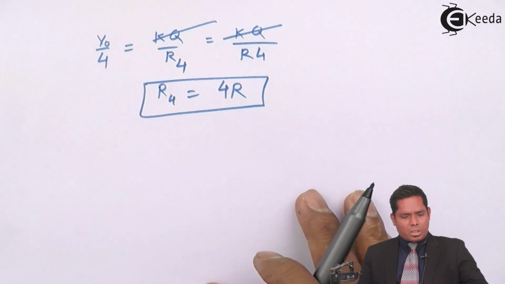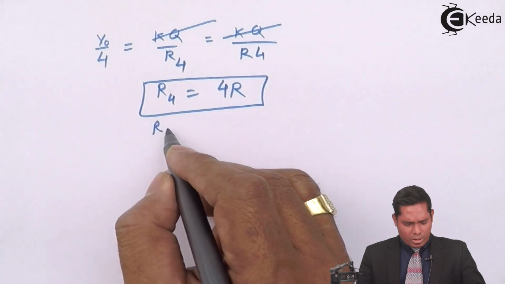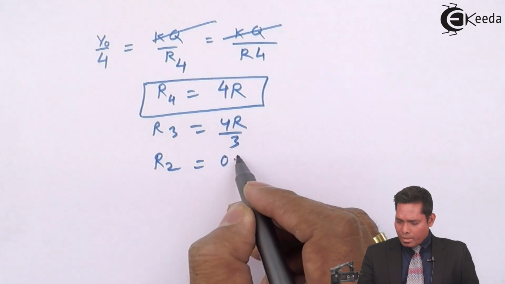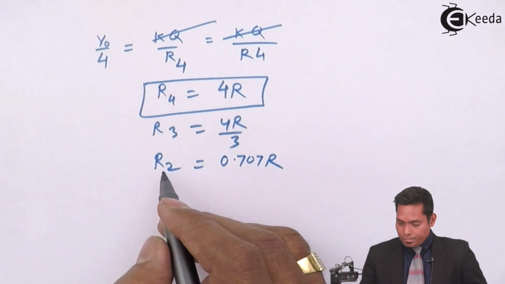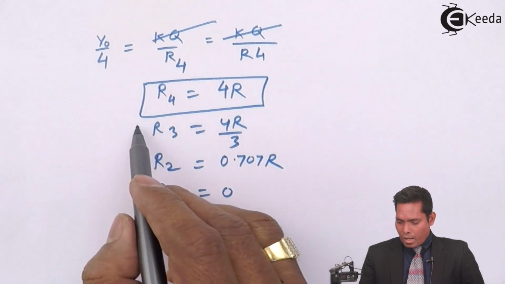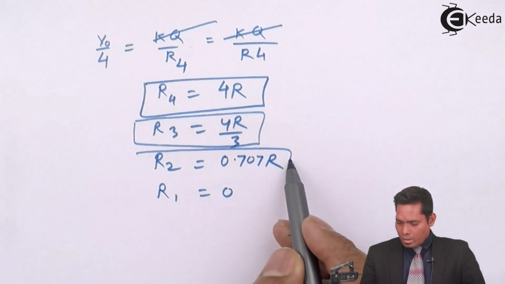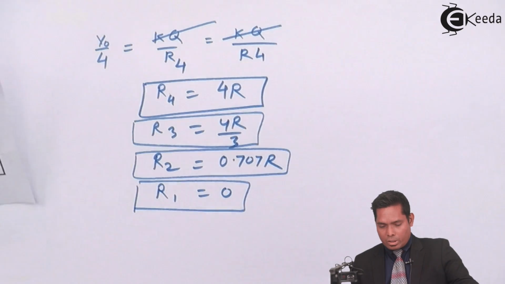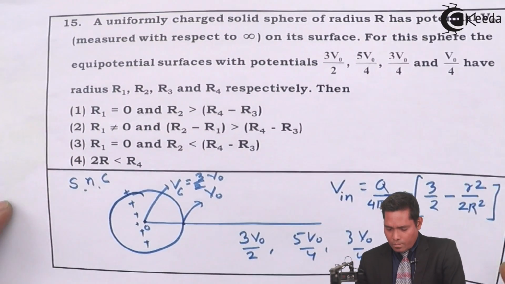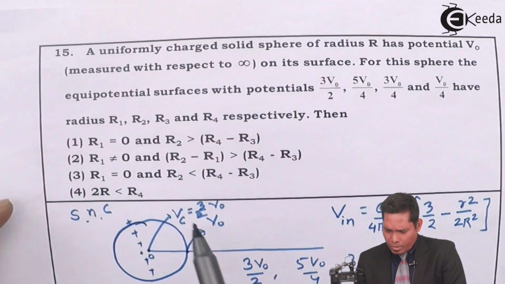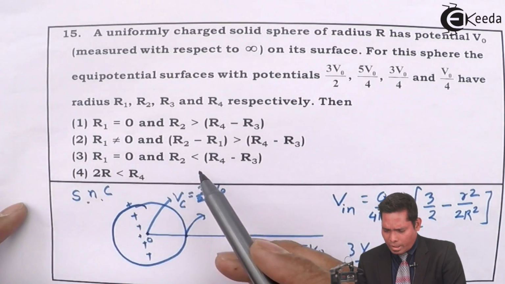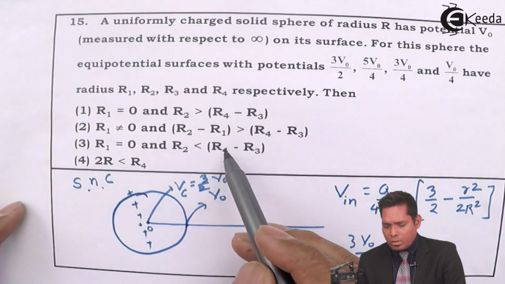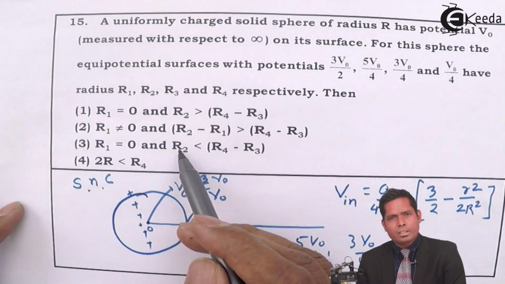Now I'll write all the data I have got here. R4 is this, R3 I have got 4R by 3, and what I got last time, R2, I got 0.707R, and I have R1 which comes out to be 0. So if we have all these 4 relations, then my work is almost over, and I have to rearrange or look for the particular solutions. R1 is obviously 0, so I have to choose which one of the 1 or 3 options is correct. Then I have to see this relation, R2 is greater than R4 minus R3 or R2 is less than R4 minus R3. That means I have to find first R4 minus R3 and see if that number is less or greater than R2.